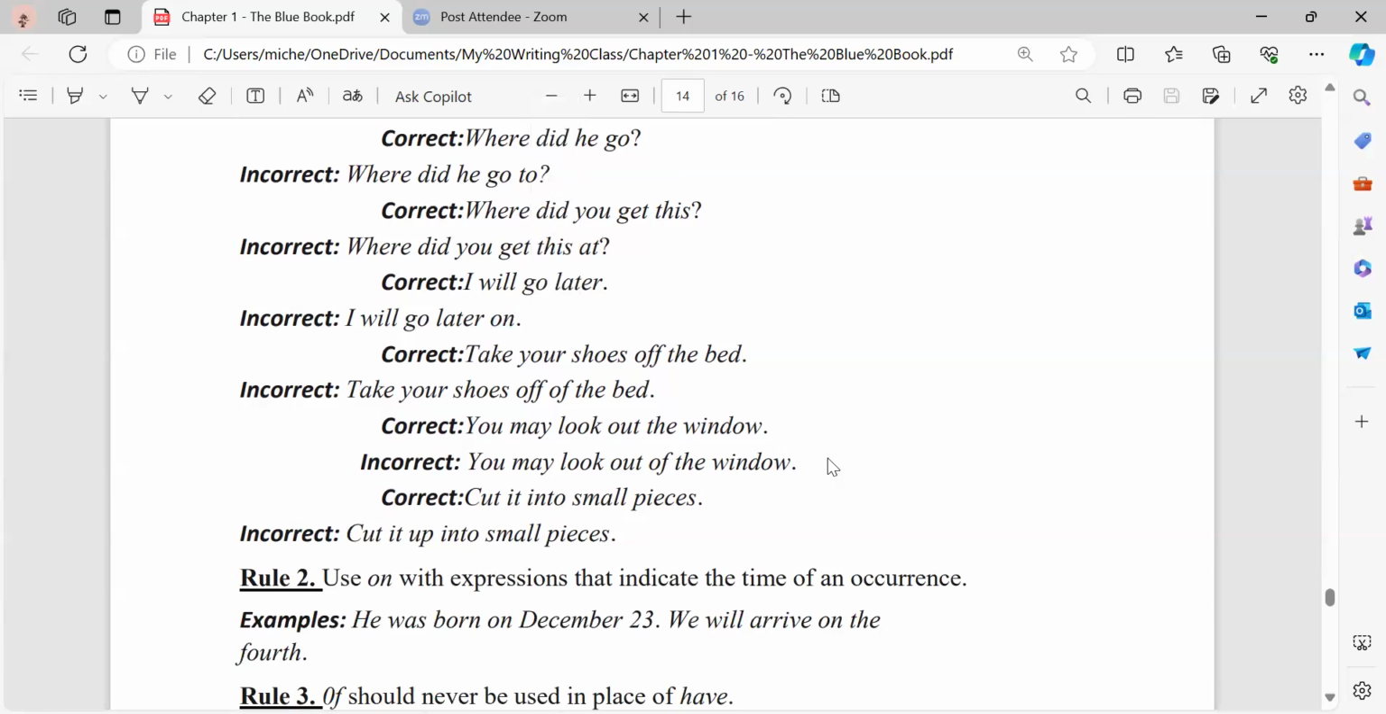So there are lots of sentences here. Take your shoes off the bed. Take your shoes off of the bed. This is very awkward. Nobody says this kind of thing with off of. It's just off the bed. You don't need the of right there, because the sentence is already clear without that preposition.